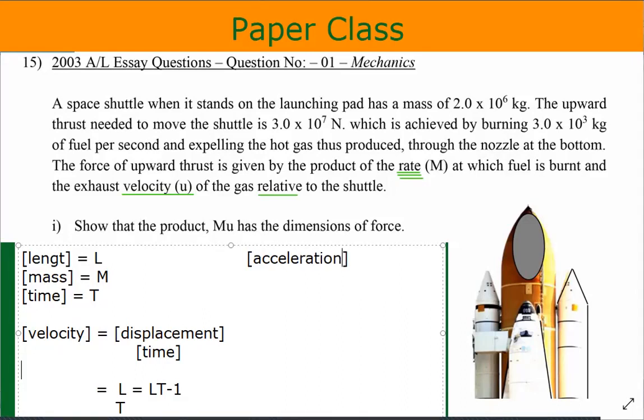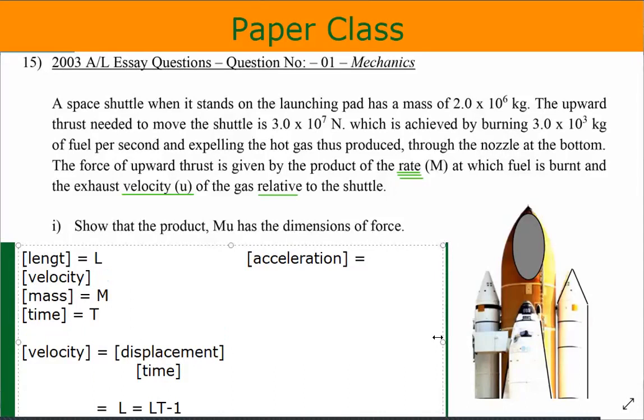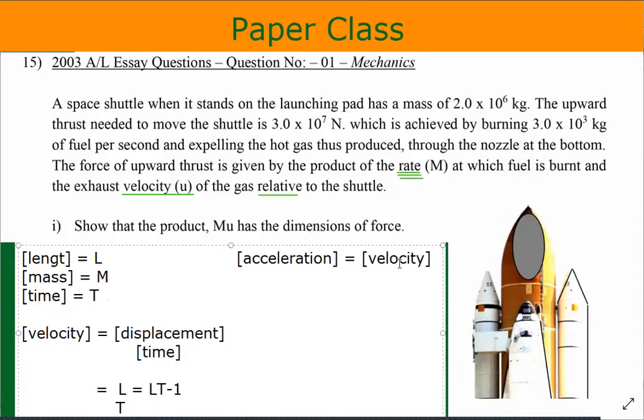Acceleration is equal to increase in velocity divided by time taken. I'm not going to write increase in velocity; I'll simply write velocity. So acceleration is, in simple words, velocity divided by time taken. We have already found the dimensions of velocity, and we know the dimension of time as capital T.